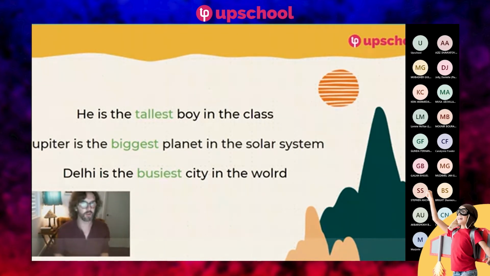So we've learned two new words at this moment. We've learned similes and we've learned superlatives. And I guess the question is, how can these help us when we are writing? How can we use these in our writing? Well, we're going to have a little bit of a quiz now.